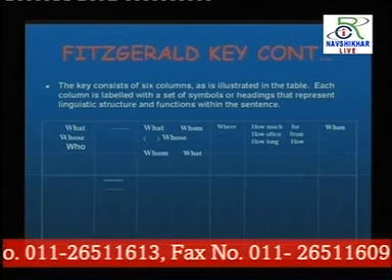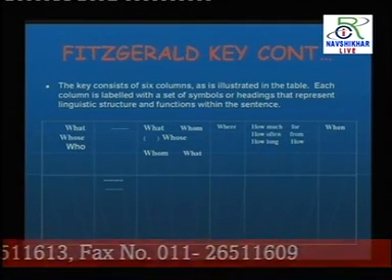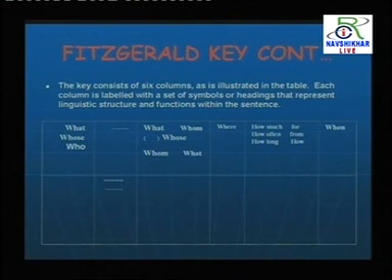Now, this is the key. Now, Fitzgerald key, the key consists of 6 columns as is illustrated in the table. Each column is labeled with a set of symbols or headings that represent linguistic structures and functions within the sentence. Now, पहले कॉलम में जैसे लिखा हुआ है what, whose, who. Now, ये what, whose, who जो है, it has a particular meaning.